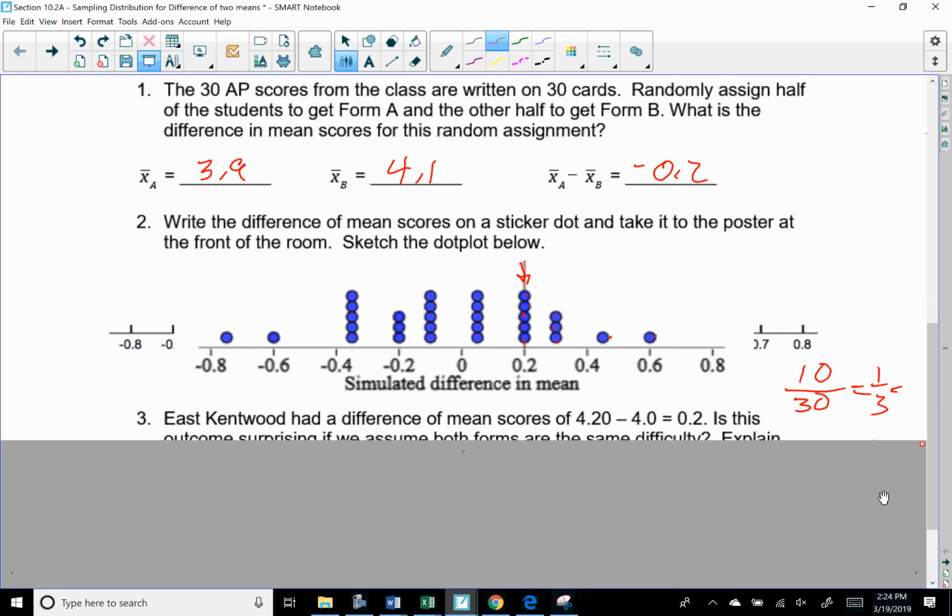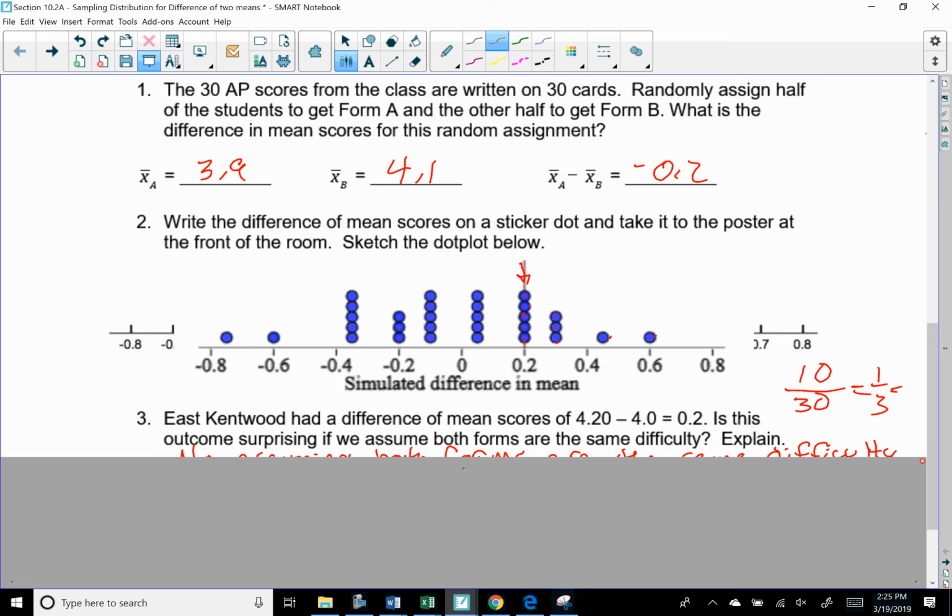So when number 3 says down here, East Kentwood had a difference of mean scores of 4.2 minus 4.0 at 0.2. Is this outcome surprising if we assume both forms are the same difficulty? Well, that's the simulation we just ran. We assumed that both forms were the same, and for that reason we were able to shuffle up all 30 scores and distribute them into two different groups, right?